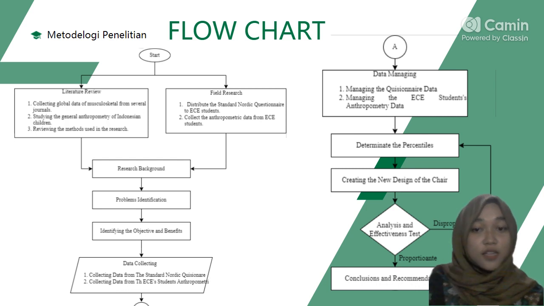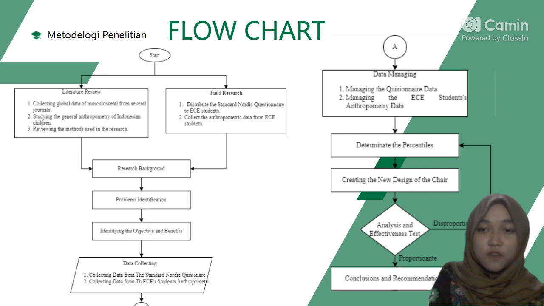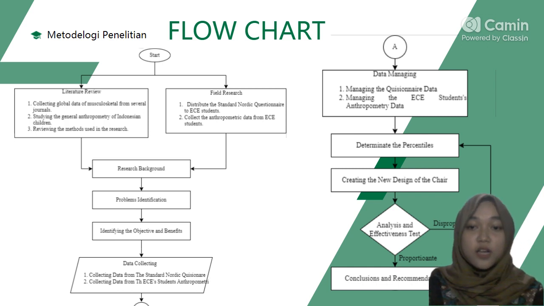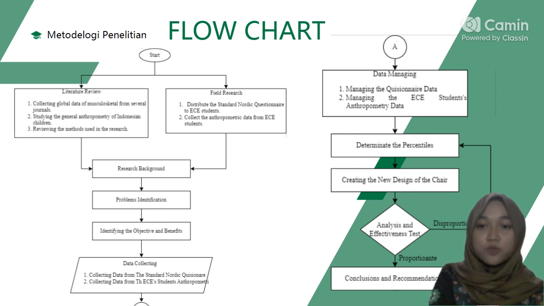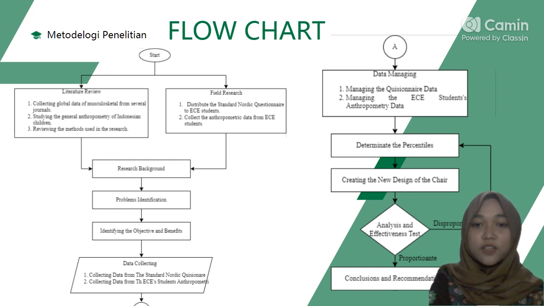After that, we analyze the effectiveness of the design. If it's already suitable and proportionate for the students, we can come to the next step, the conclusions. But if it's still disproportionate, we have to determine the percentile again, and then create a new design that is suitable and effective for the students. If it's already suitable or proportionate, then we make a conclusion and recommendation.